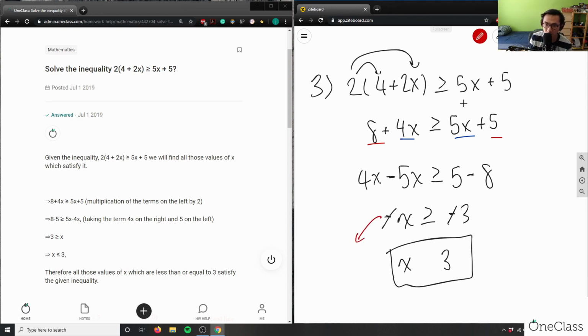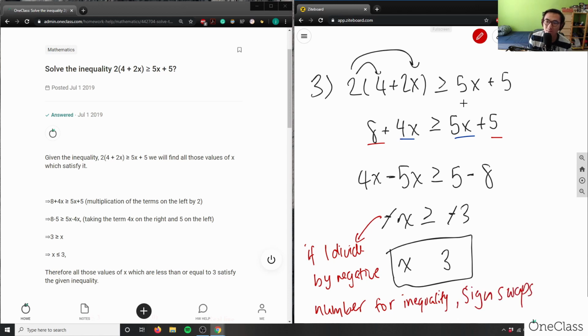Every time here, if I divide by a negative number for an inequality, the sign switches. Sign swaps. So I made that mistake here. So this is actually, it's going to be less than or equal to 3. So this here is my correct solution.